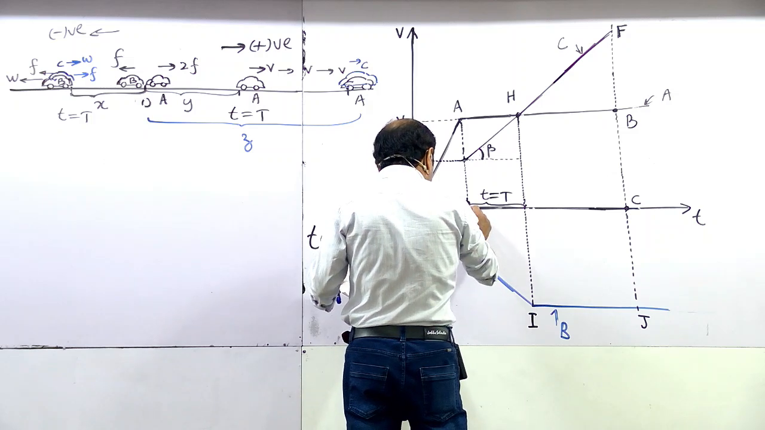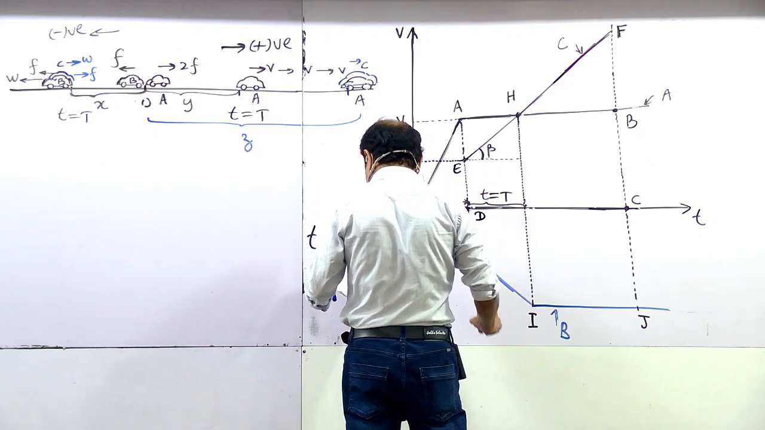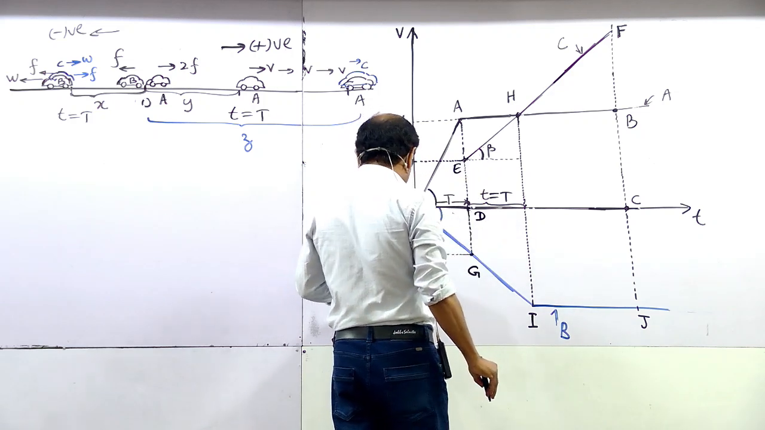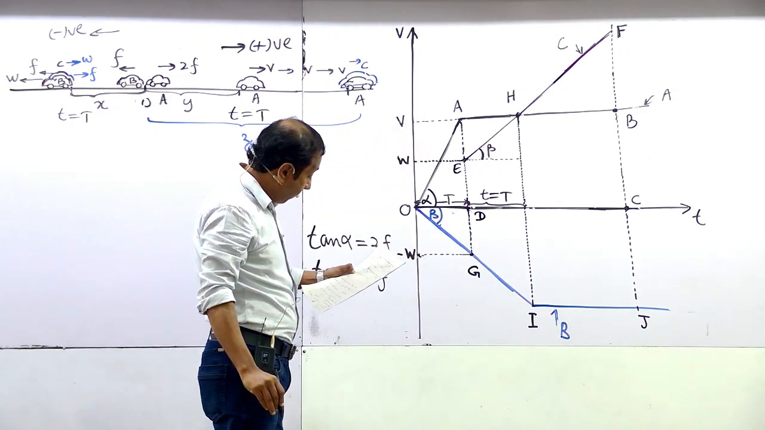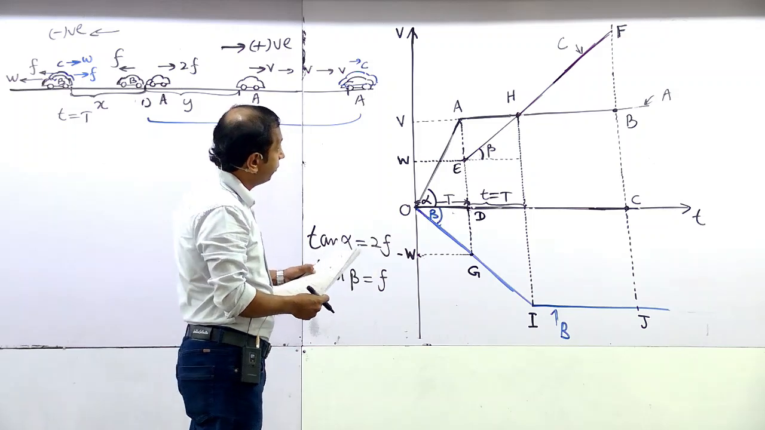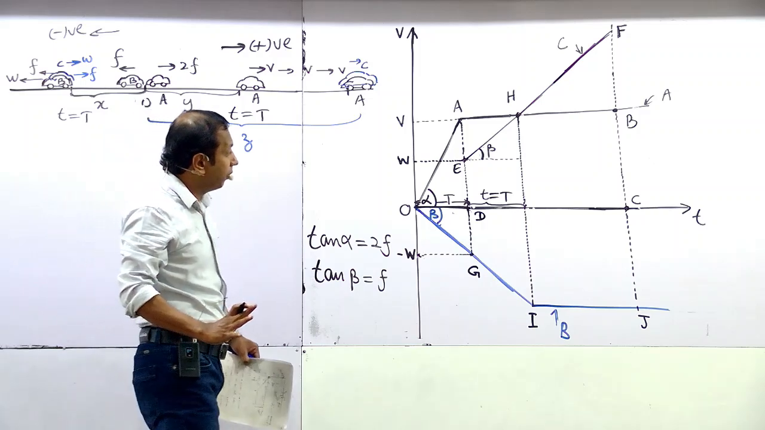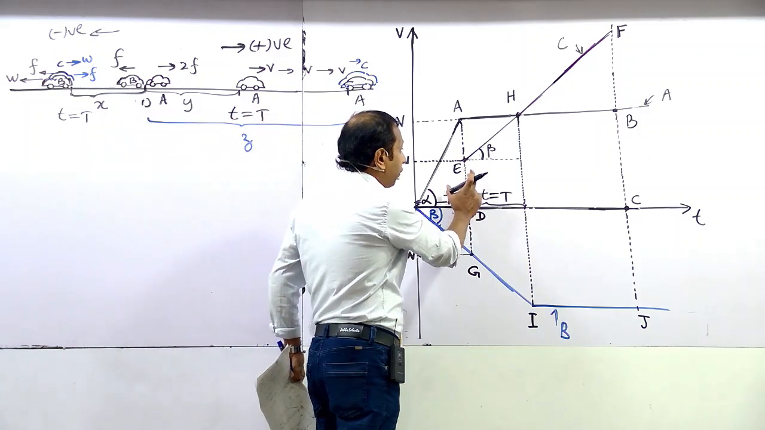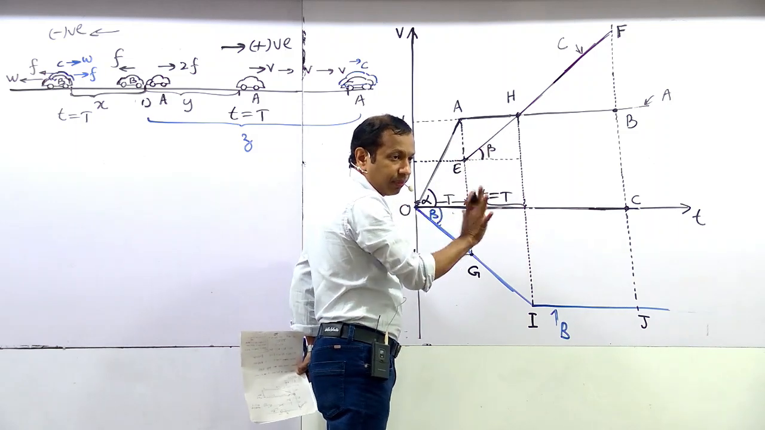This point is D. This point is E. These are the points, okay? This is VT graph. So then you get full marks. So very important thing, people, in this case, you must identify positive direction and negative direction first thing.